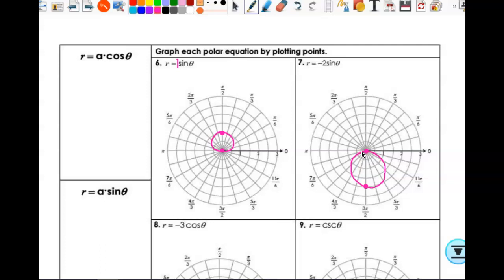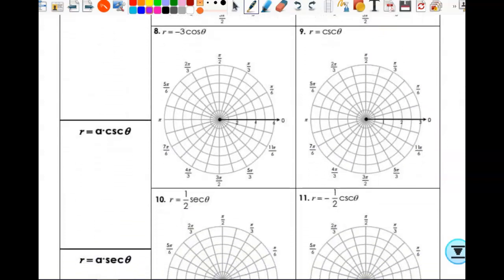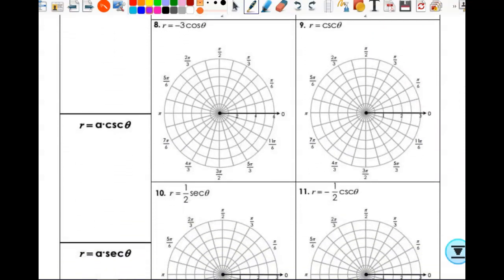We good on those? All right, so let's look at number 8, and then we'll write some stuff off to the side here. I have -3 cosine theta. So I know it's attached. It's cosine, so it should be centered on that x-axis that we think about. And it's -3, so it's going to be over here. And this is what it will look like. Any questions about those?